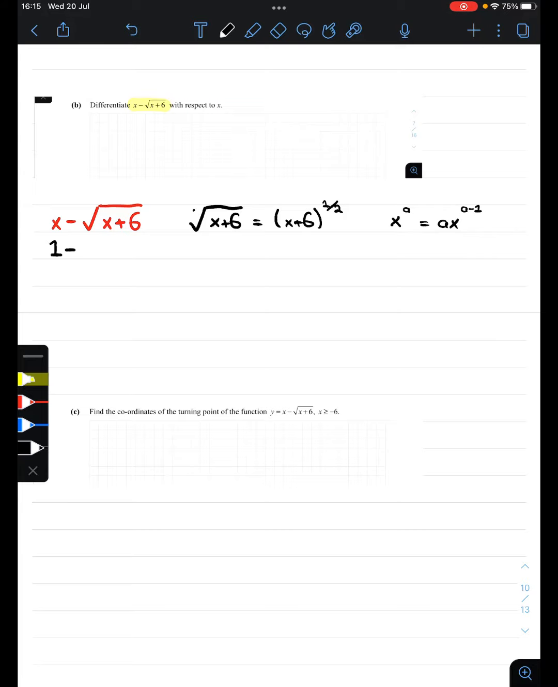So now we can just do the same thing. The derivative of x plus 6 to the half is a half times x plus 6 to the half minus 1, which is just minus a half. And what's x plus 6 to the minus a half? Well, we know that if we raise it to the minus, it's the same as 1 over the thing, and then a half is just a square root. So this we could just write as 1 minus 1 over 2 square root x plus 6.